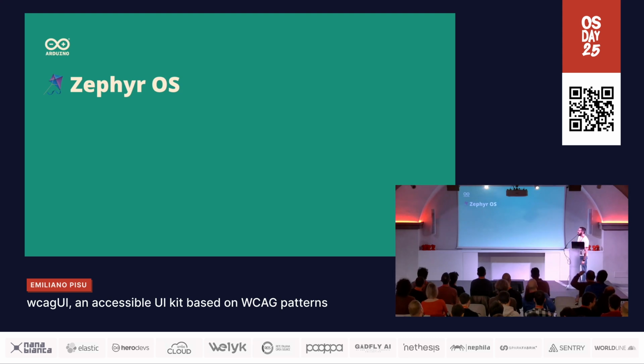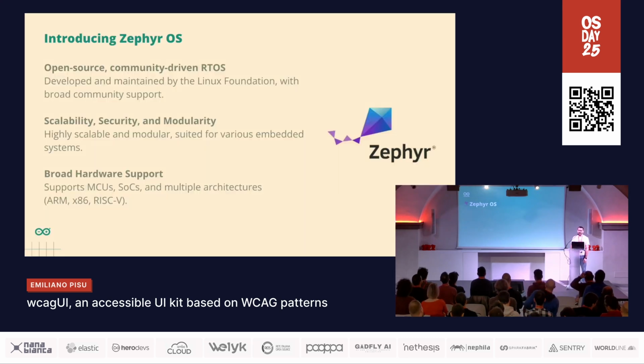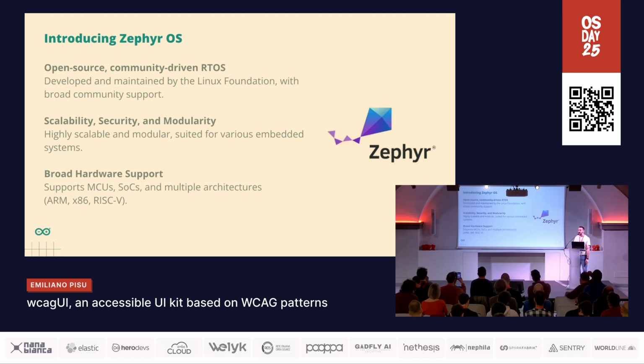Okay, Zephyr. Zephyr is the name of a spring wind, and it's the name of an open source and community-driven RTOS. It's a real-time operating system developed by the Linux Foundation. So imagine how large and broad the community is. The promise of Zephyr is to be scalable, secure, and modular, because we have to use this operating system from a low-power system up to a complex IoT gateway. Another promise of Zephyr is to be compatible with a broad hardware range of microcontrollers, from MCU to system on chip, multiple architectures, and more.